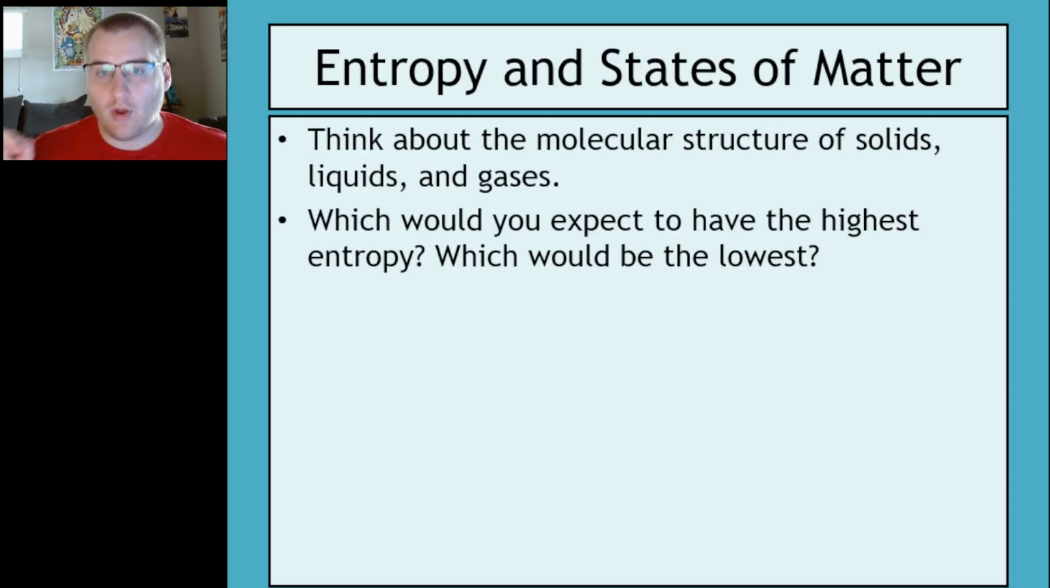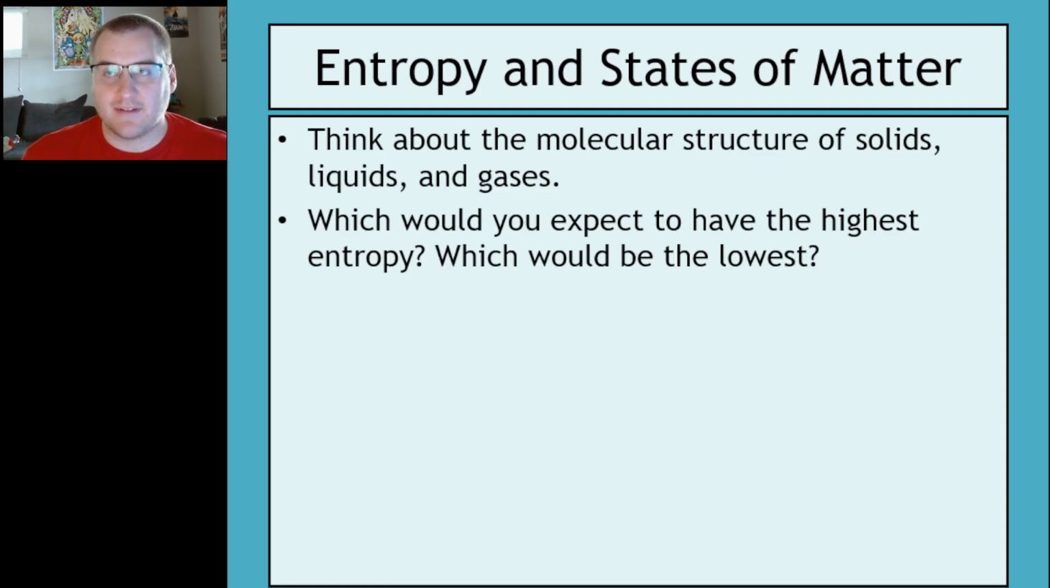Okay. Usually the context we need entropy for is for states of matter. Think about the molecular structure of solids, liquids, and gases. Which would you expect to have the highest entropy and which would be the lowest? Okay. So if we're going with the randomness versus organized, solids, nothing's moving. Everything is in a nice, neat pattern, attracted to each other by intermolecular forces. It's very easy to find where all your stuff is. So solids have a very low entropy because they're very organized.